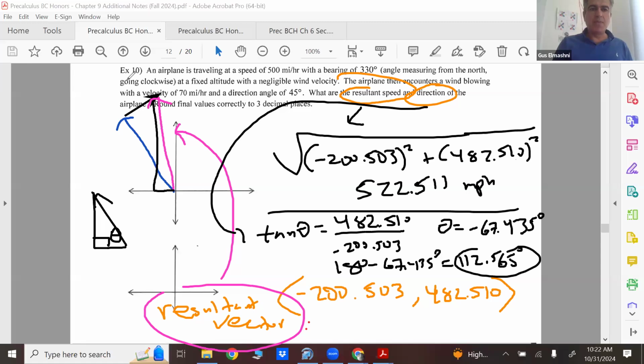So that's a word problem that deals with vectors. And you can see why vectors are useful now, because it helps break down things into their components and then bring it back together at the end.